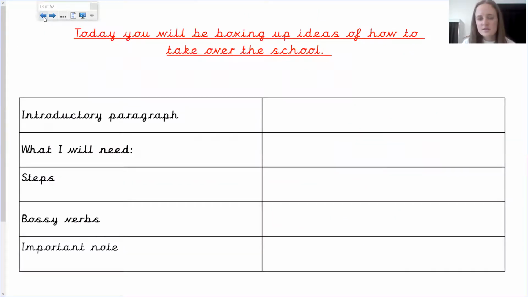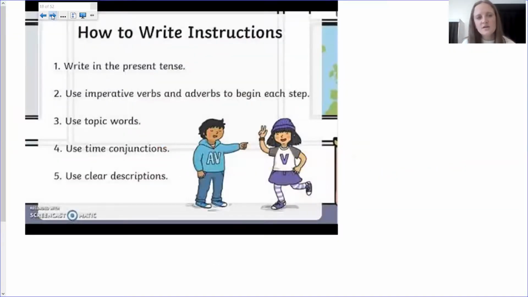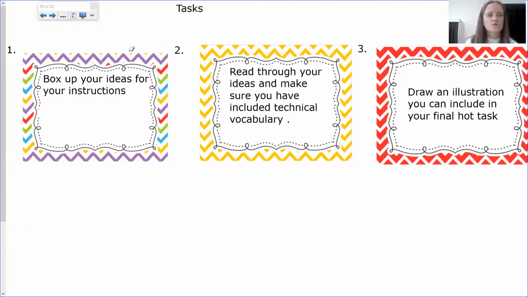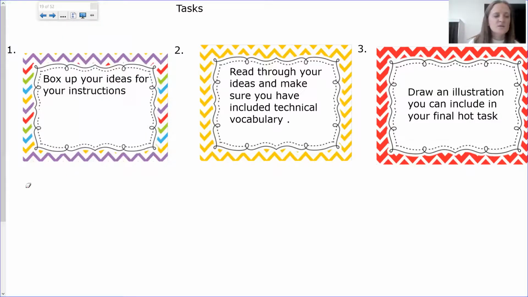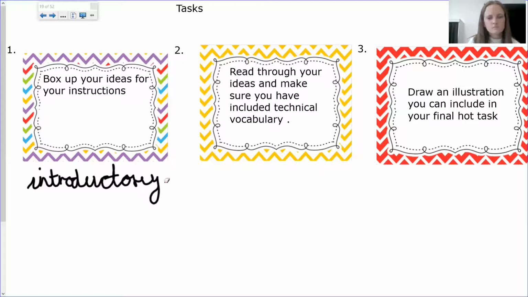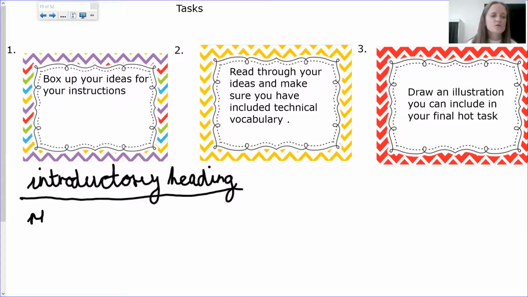You're welcome to use this, or, like I said, if you aren't able to print it out, I did say to you that you could write the headings of each section of your planning. So we could say introductory heading. And then you could write what you needed under there, so your rhetorical questions.